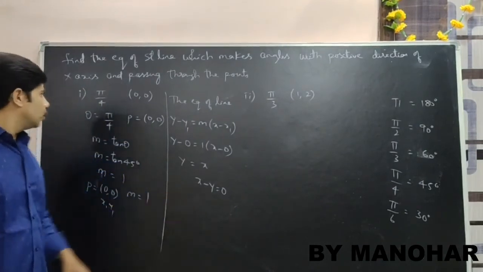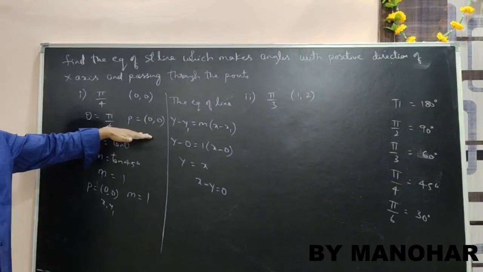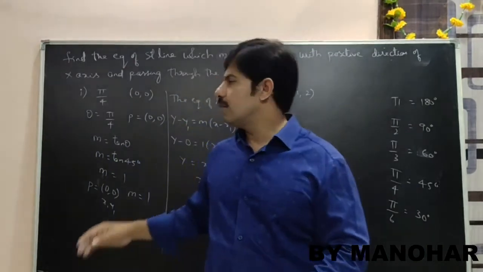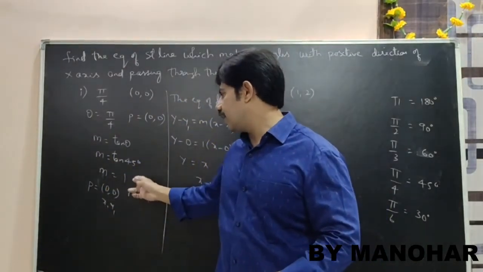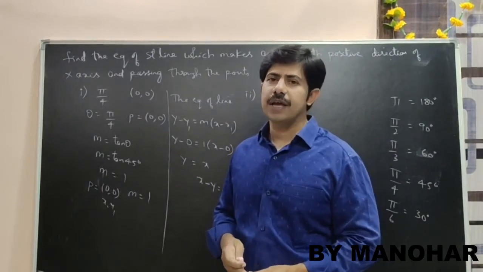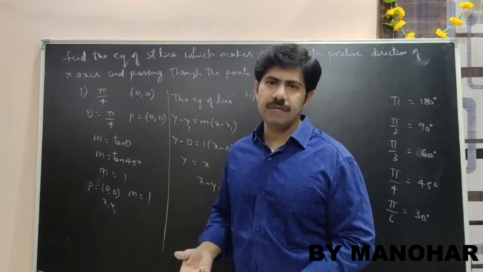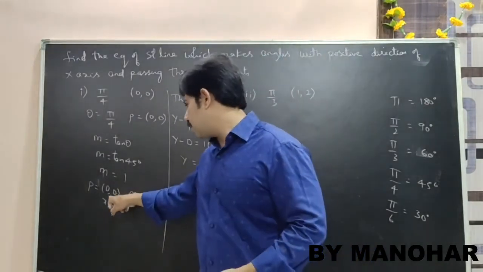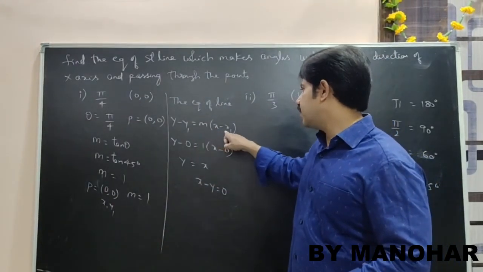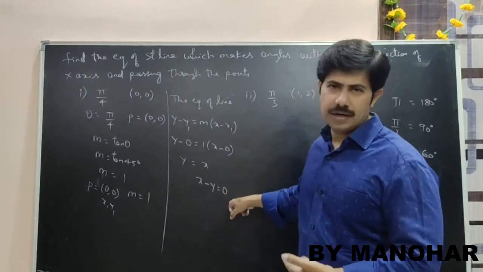So first, theta is given as pi by 4 and a point is given as 0 comma 0. As the line makes an angle theta with x axis, m is equal to tan theta, we get 1. After getting 1, we need to find an equation. In order to find the equation, either we need 2 points or we need a point and slope. Here the second point is not given to us. So using the point and slope, I'll use the one point form to find the equation, y minus y1 is equal to m into x minus x1.